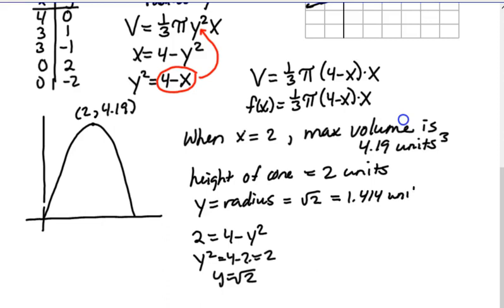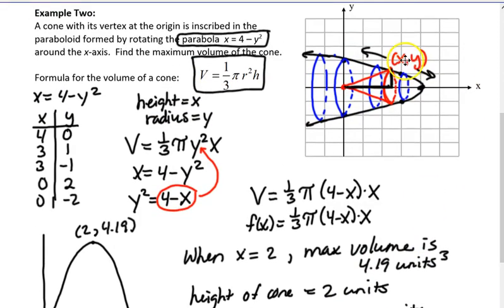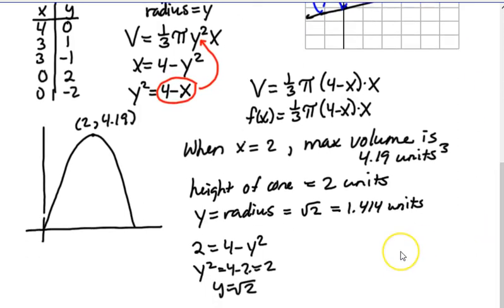So y, which equals the radius, is the square root of 2, which is 1.414 units. So now I know that the maximum volume of the cone is 4.19 units cubed when the height of the cone is 2 units and the radius of the cone is 1.414, which are the x and y coordinates of this point right here. Okay, so there's an example for volume.